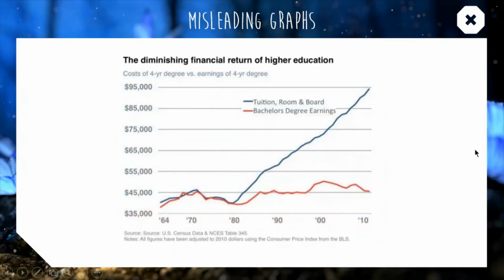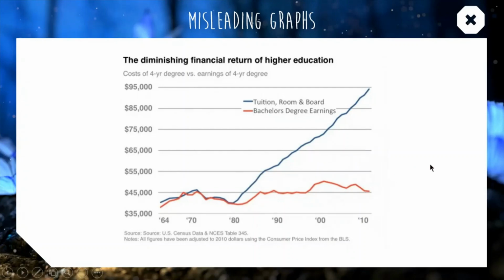And here's one last one. This one's pretty tricky. Across the x-axis is time, so these are years from 1964 to 2010. We have the red line showing the average income of a bachelor's degree, and the blue line is the average cost of a 4-year degree, so that's tuition, room, and board. What this graph is trying to say is that, well, hang on, you're still earning the same amount for a bachelor's degree, but it's costing more and more to go to university. So is this worthwhile? Is $95,000 worth $45,000?